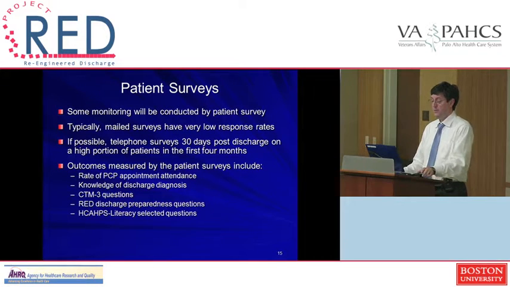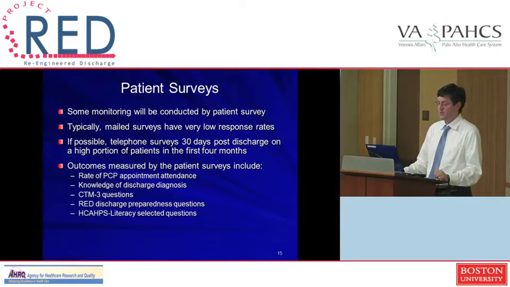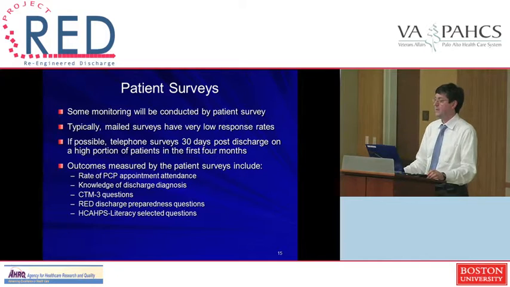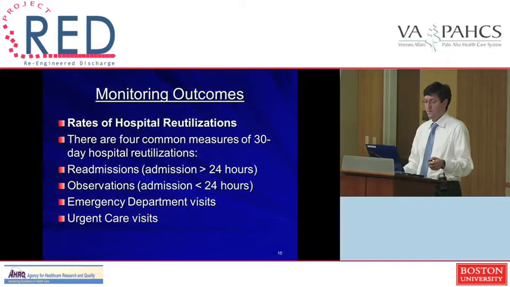The outcomes that can be measured by the patient surveys include the rate of PCP appointment attendance, the knowledge of discharge diagnosis, the CTM3 questions, which is the Care Transitions Management questions, which are 3 questions, the Red Discharge Preparedness questions that I just mentioned, and HCAHPS Literacy Selected questions. And in our tool book, under this section, all those things are listed there, so that you have examples of the kinds of questions that can be given at the 30-day survey and at the phone call if you choose to do it that way.